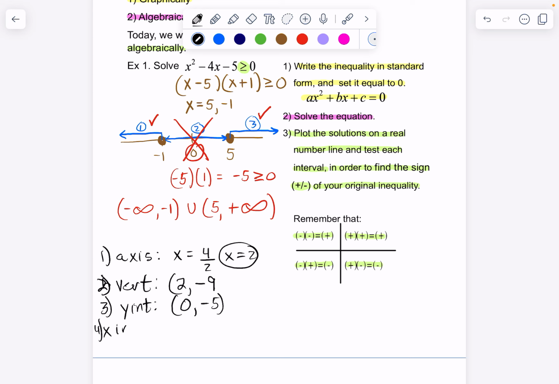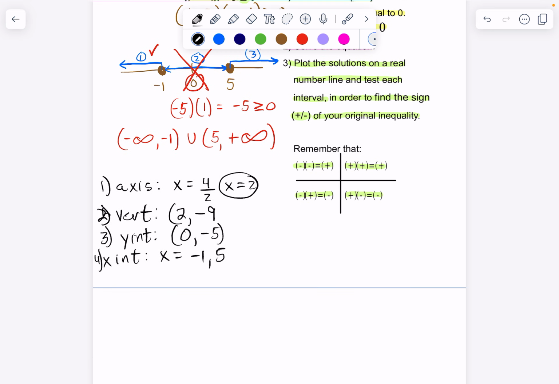Here for step 4, my x-intercepts here are x equals -1 or 5. And now I know how to shade it as well. So now, if I were to go ahead and graph this, I'm just going to do a relatively quick graph here, just so you could see what's going on.